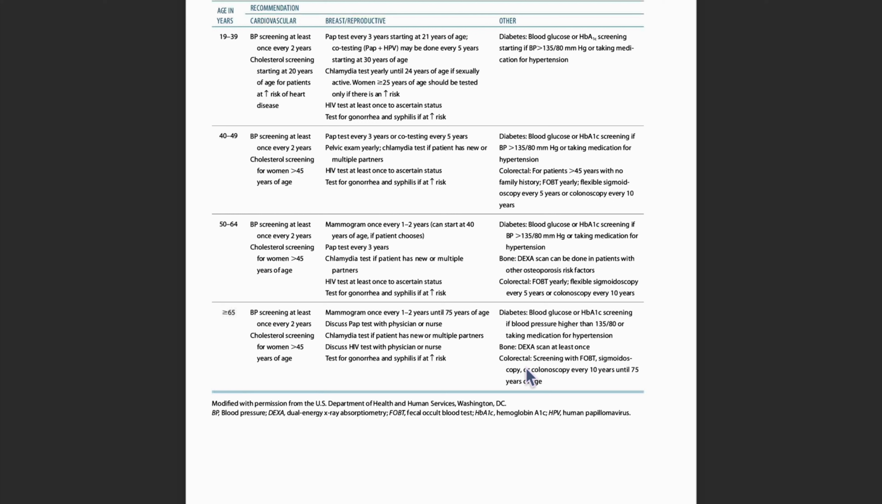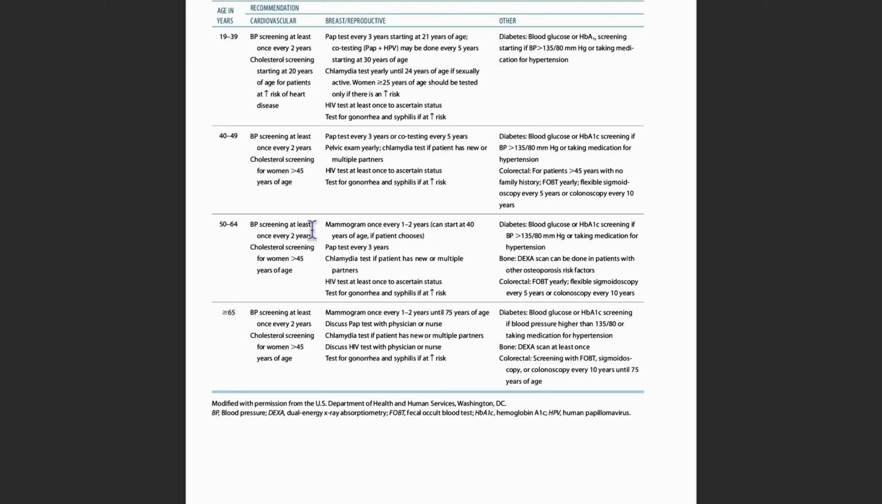FOBT is fecal occult blood test, yearly. Flexible sigmoidoscopy every 5 years, or colonoscopy every 10 years. So colorectal screening is for patients more than 45 years with no family history: FOBT yearly, and flexible sigmoidoscopy every 5 years, or colonoscopy every 10 years. So these are the recommendations.